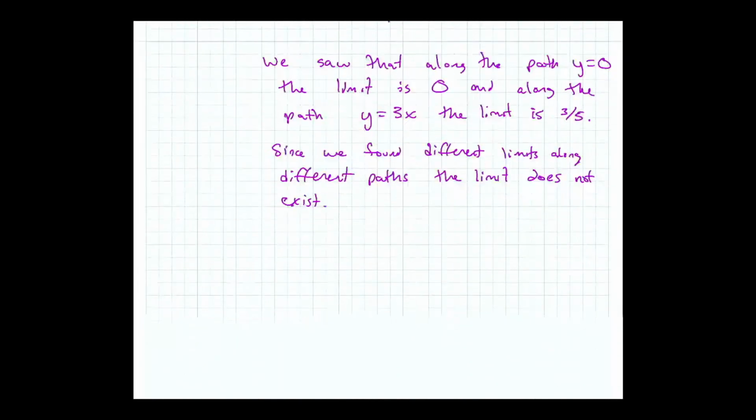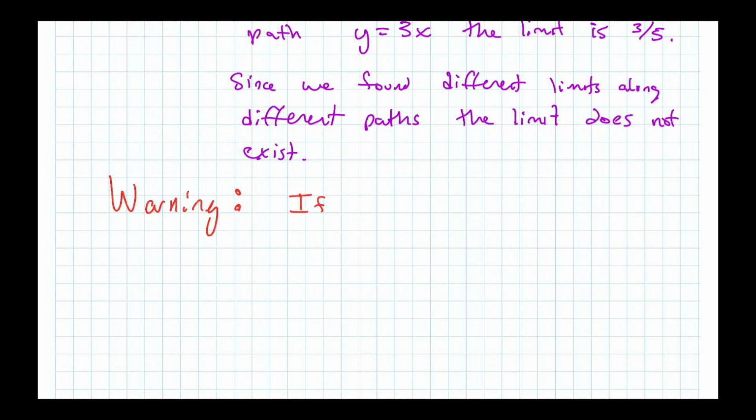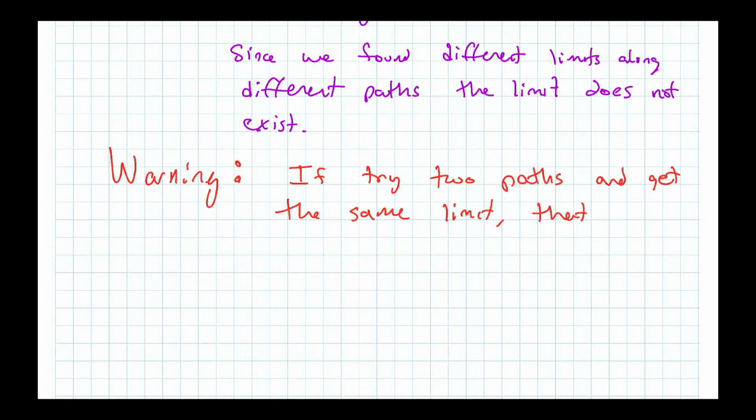Okay, now before we go any further, I'm going to give you a big warning here. If you try two paths and get the same limit, that doesn't prove that the limit exists. Because how do you know that the two paths that you tried aren't all of the possible paths? There's infinitely many paths. So showing two of them give you the same answer doesn't do anything, right?